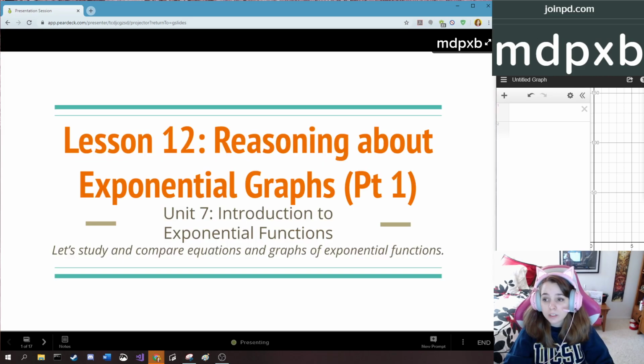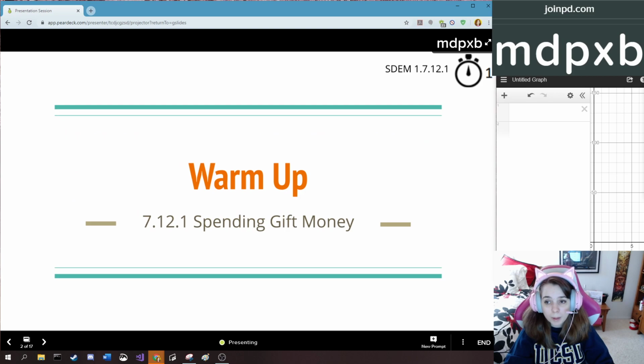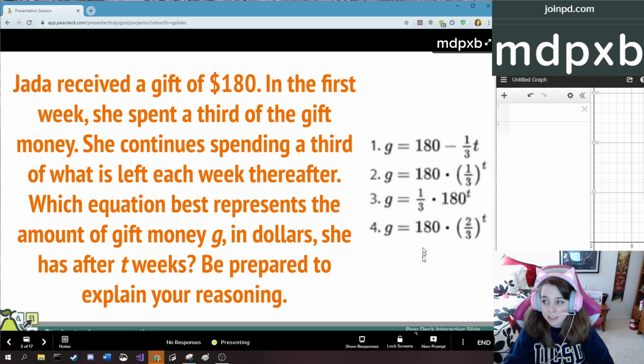All right. So, once again, this is reasoning about exponential graphs, part one. Here is our warm-up. This warm-up has 4 choices. Jada received a gift of $180. In the first week, she spent a third of the money. She continues spending a third of what is left each week thereafter. Which equation best represents the amount of money in dollars she has after t weeks? Be prepared to explain your reasoning.